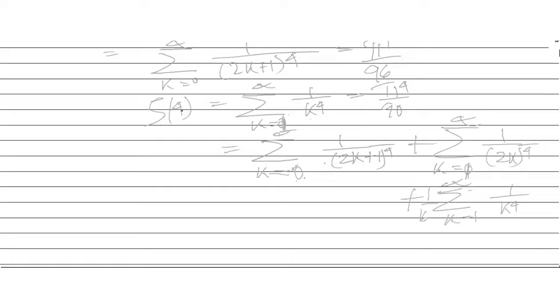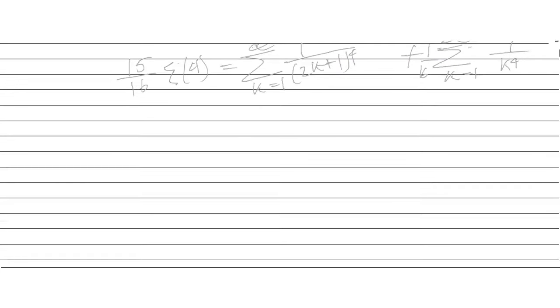So after that we get 15 by 16 zeta 4 is equal to summation k equals to 0 to infinity 1 by (2k plus 1) whole to the power 4. So friends, very simple. I hope you can understand.